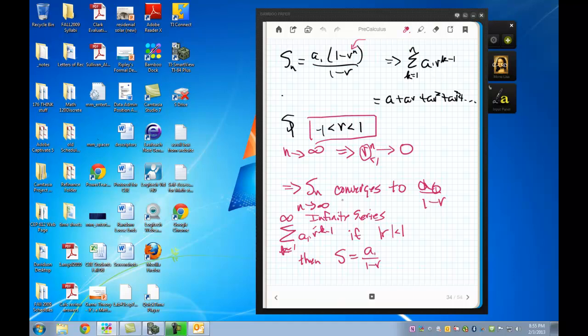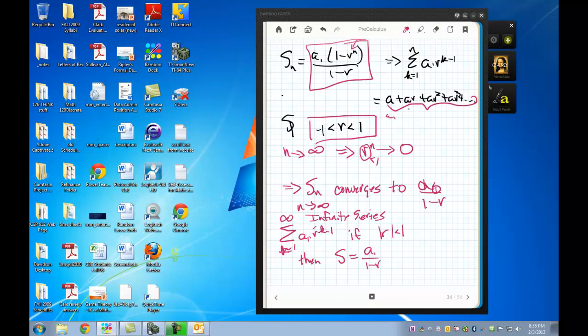Okay, now, real quick, what happens if r is greater than 1 or less than negative 1? Just think. What's going to happen here? I'm not even going to use this equation. Just think. If I take a and I add it to a number, which is a times r, but r is larger than 1, what's going to happen to this term?